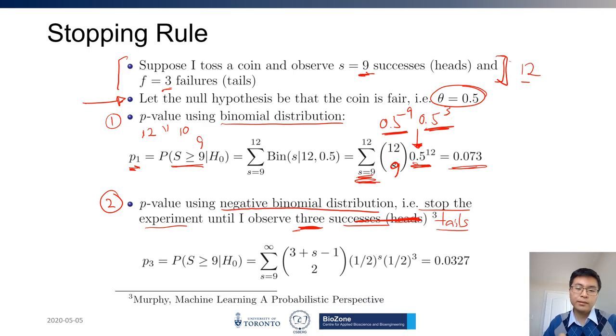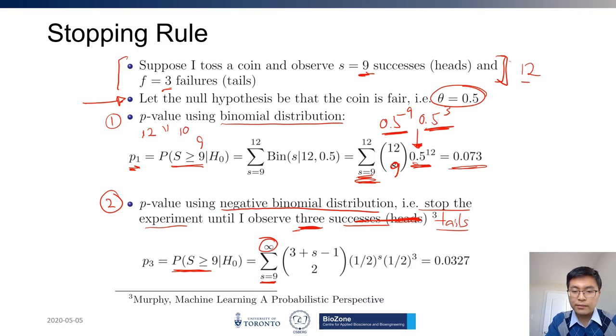Okay, so let's compute the p-value. P-value again, any event that's more extreme or as extreme. But the negative binomial is interesting because you can stop only when you observe 3 tails. That means you can have 11 heads, 12 heads, even 13 heads, 14 heads, maybe even 10,000 heads before you actually flip the 3rd tail. So here the summation takes s from 9 all the way to infinity.